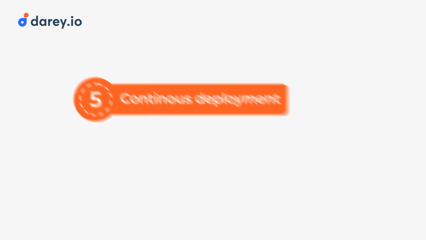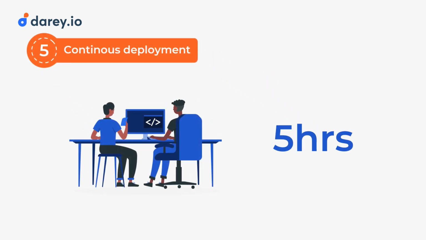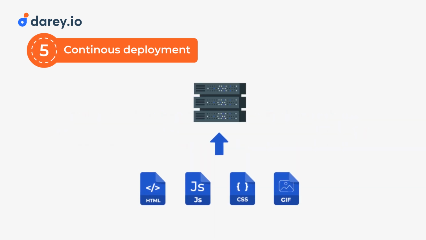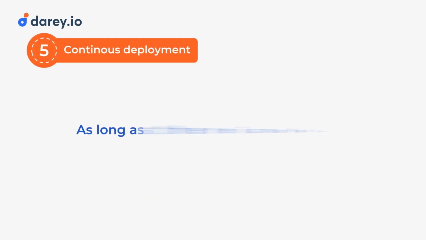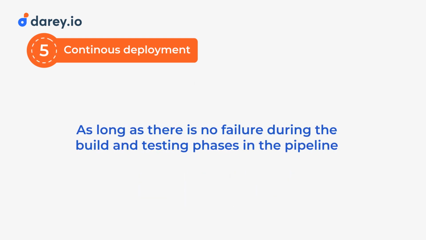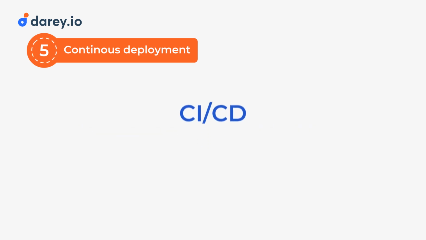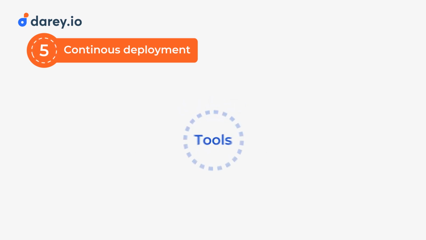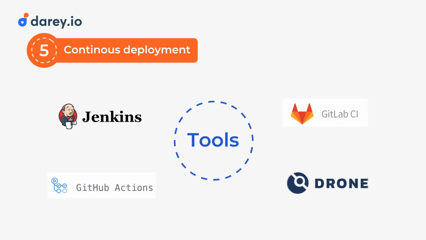Continuous deployment. This principle helps development teams cut down on the time it takes to get code into production. It is exactly what continuous delivery does, except that rather than wait for an engineer to manually release the build and tested code, it is automatically released into the production environment, as long as there is no failure during the build and testing phases in the pipeline. When you see CI/CD, the CD part usually refers to either continuous delivery or deployment. For tools, the same tools used for CI can also be used for this part of the CD as well.